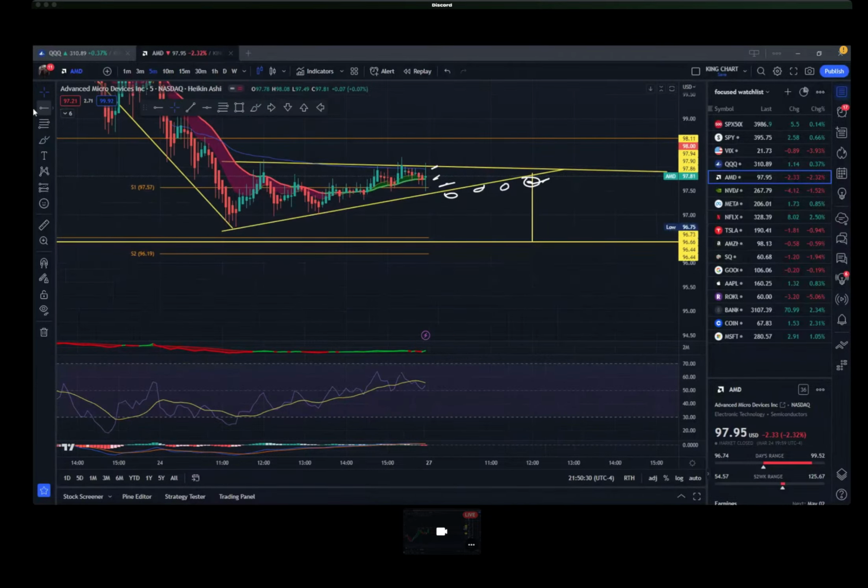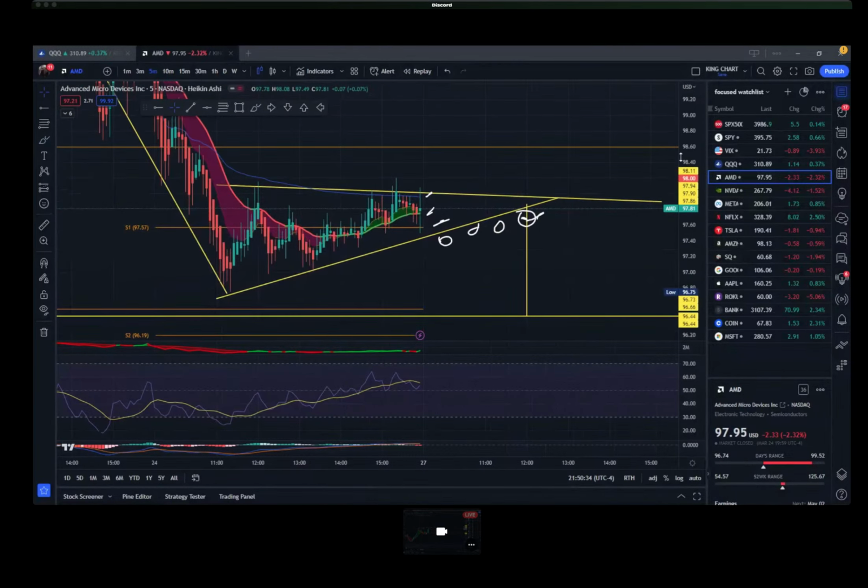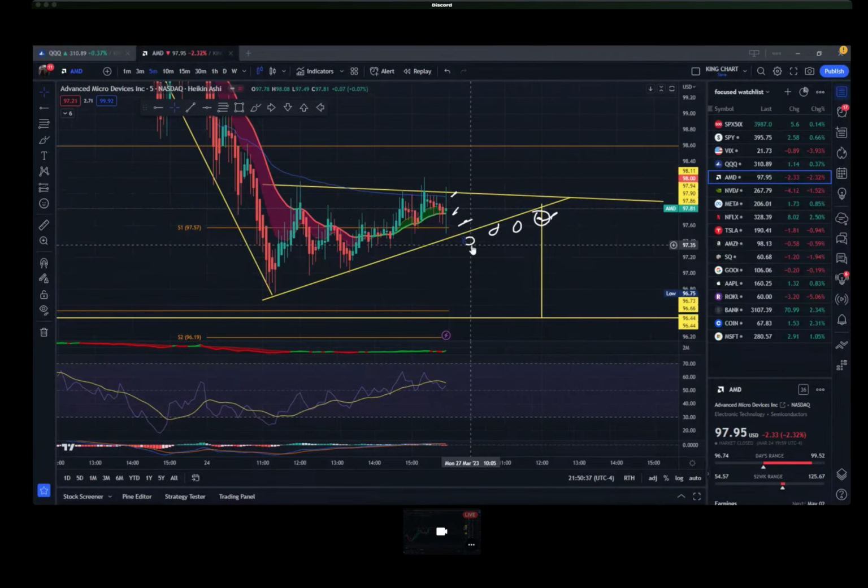One thing I forgot to cover on the pattern was the stop loss. So let's say it does break out. Then it goes back into the triangle.